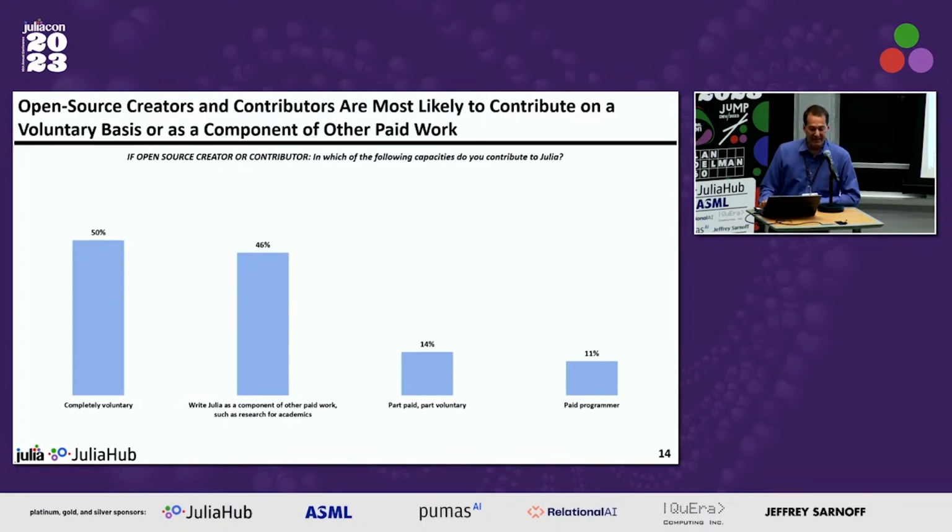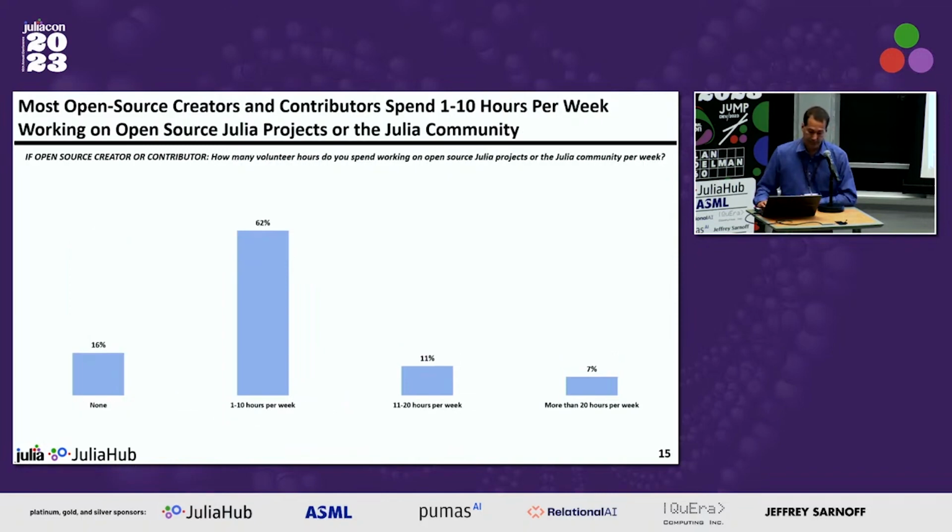Among those who said that they are creators or contributors to open source packages, in which of the following capacities do you contribute to Julia? Number one, completely voluntary. Number two, write Julia as a component of other paid work, such as research for academics. And then among the same audience, that is people who create or contribute to open source packages, how many volunteer hours do you spend working on open source Julia projects or the Julia community per week? The largest number say 1 to 10 hours per week.